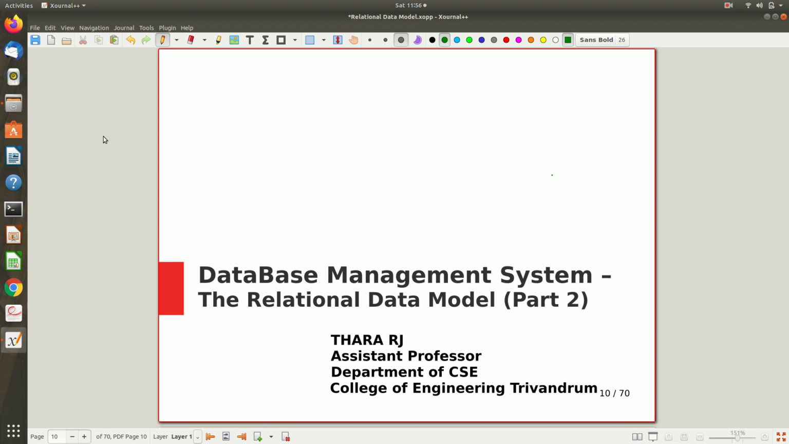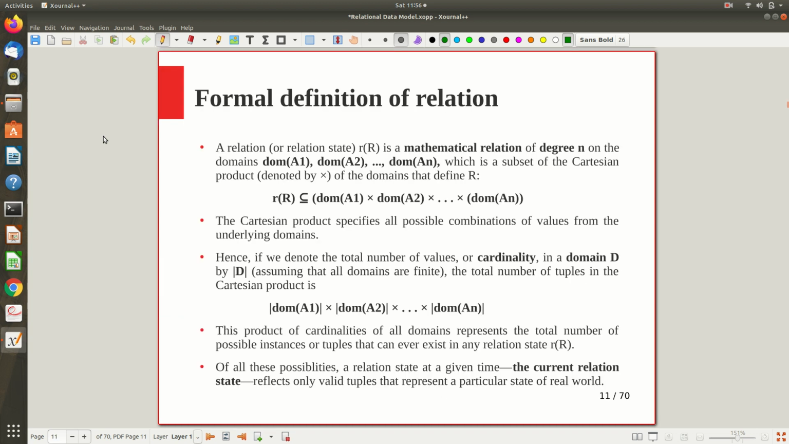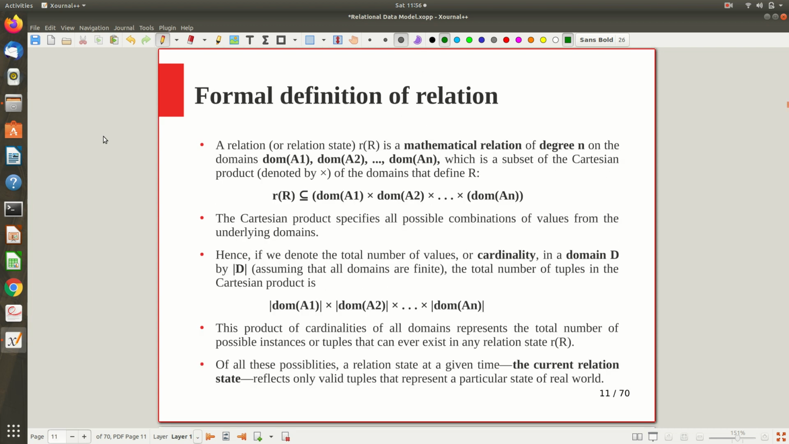In part 1 of the video lecture we covered some of the fundamentals of the relational data model. Like an introduction video, we saw some terminologies like what is relational schema, what is intension, extension, right? What about the domain of each attribute? Those things we saw. Now let's see the formal definition of relational model.